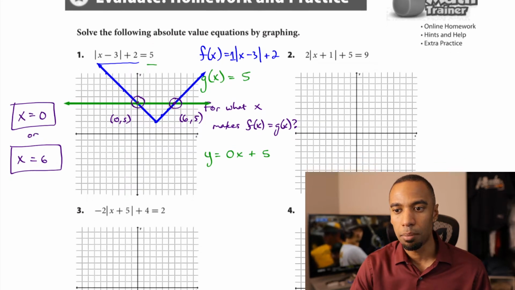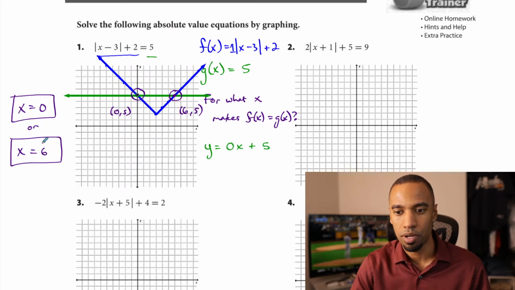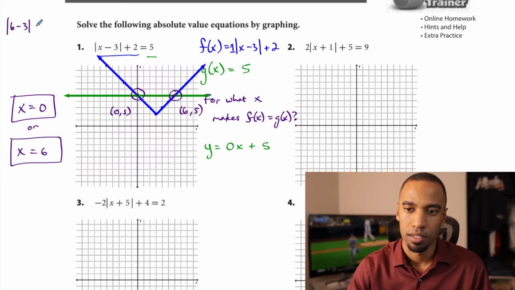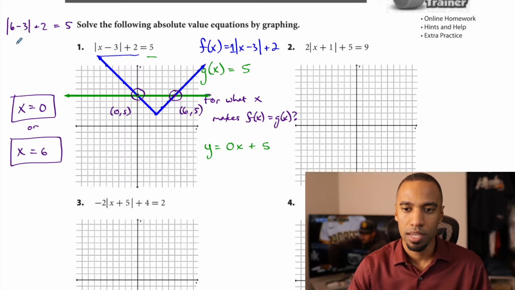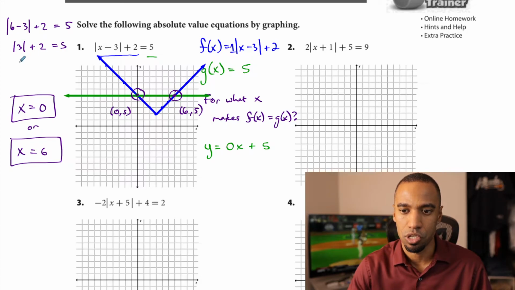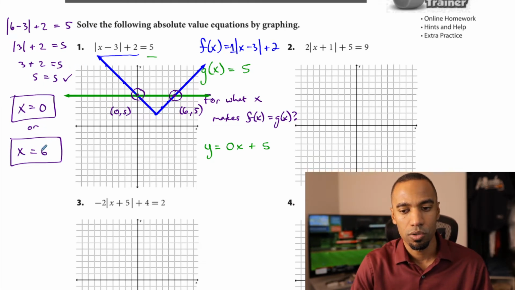And if you'd like to see a double check of this, let's go ahead and plug these two numbers in and see if we actually get 5 out. Let's start with 6. If I do the absolute value of 6 minus 3, plus 2, set that equal to 5. 6 minus 3 is 3, so the absolute value of 3 gives us 3. 3 plus 2 equals 5, 5 equals 5. That seems to check out. So x equals 6 seems to work.